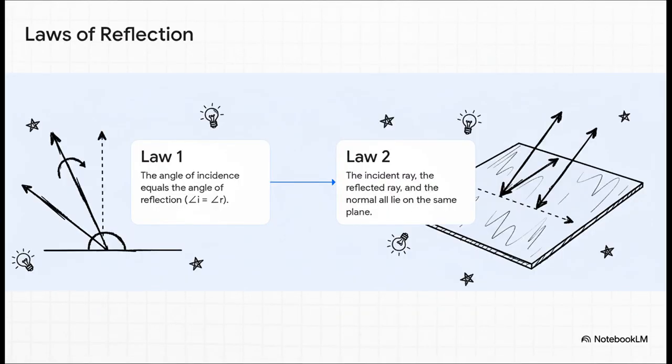And here they are, the two laws. Law number one, the angle the light comes in at is the exact same angle it goes out at. Seriously, think of it like a perfect bank shot in a game of pool. It's that precise. And law number two, the incoming ray of light, the reflected ray, and an imaginary line we draw straight out from the surface, physicists call this the normal, they all lie on the same flat surface. That's it. Those two rules explain every reflection you will ever see.